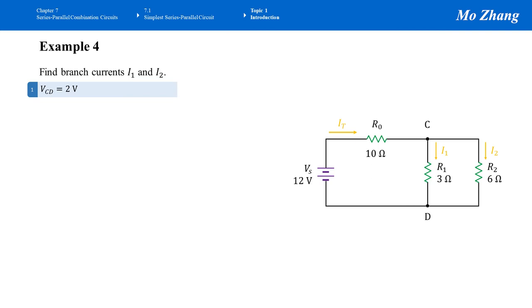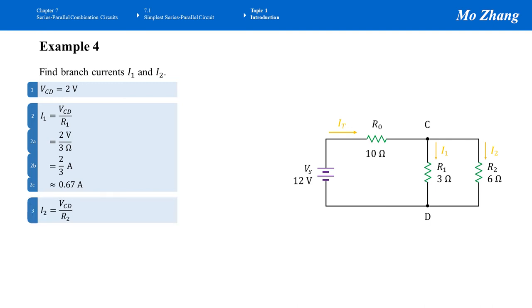We can simply use the Ohm's law current formula. I equals V over R. So I1 equals VCD over R1. Plug in the numbers. VCD is 2 volts divided by R1, 3 ohms, which is 2/3 amps. Punch these numbers into a calculator. The number is infinitely long, and we just need to keep 2 digits after the decimal point. So I1 is rounded to 0.67 amp.